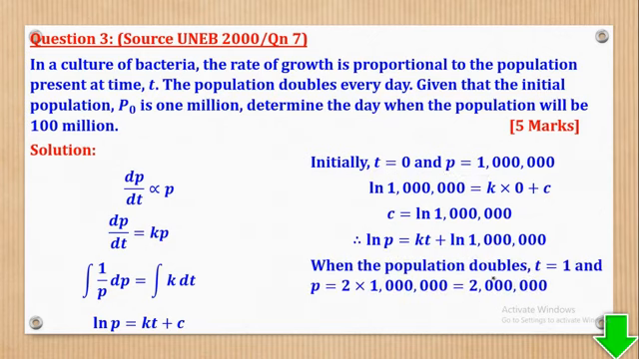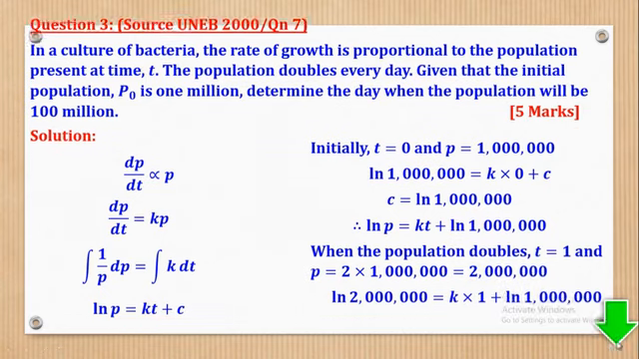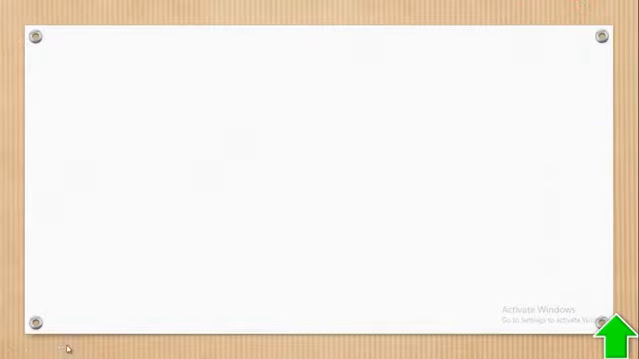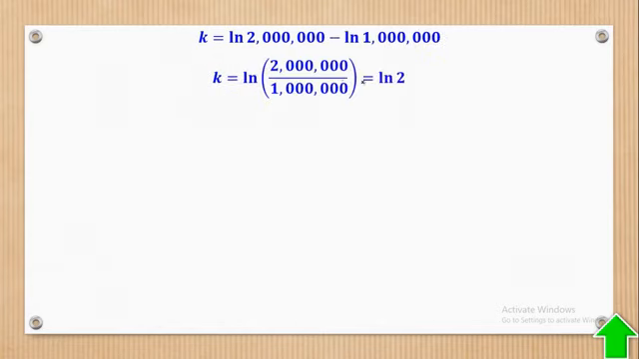What about when the population doubles? After 1 day, the population will have doubled and be 2 million. So come and substitute for t and for p. Therefore, k will be equal to that and can be simplified as that, which is equal to ln 2, because this over this is equal to 2. Then let's also substitute the value of k in the equation to come up with that.